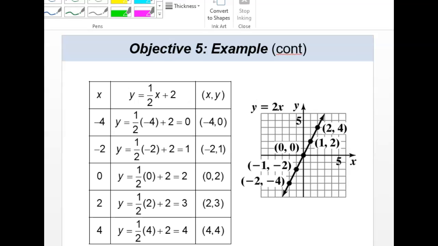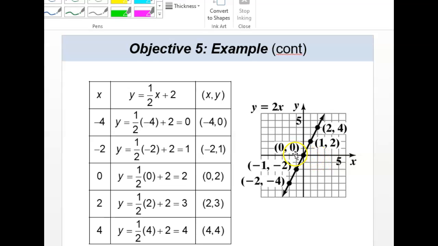So that's what we do on the next slide here. Here's your y equals 1/2 x plus 2. Notice here we chose all even numbers. Negative 4, negative 2, 0, 2, and 4 are each even values for x. 1/2 times negative 4 is just going to give me negative 2. Negative 2 plus 2 gives me 0. I started with x equals negative 4, and it gave me a y coordinate of 0.